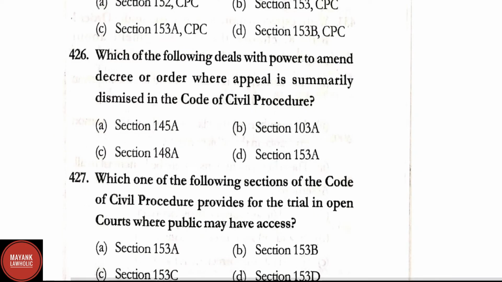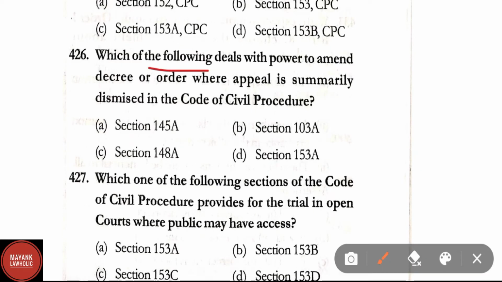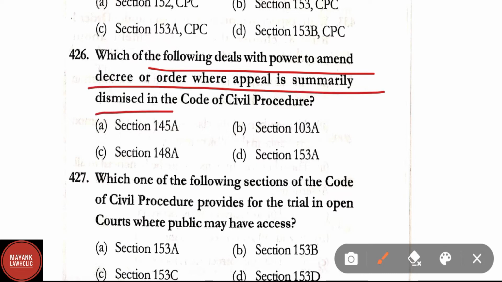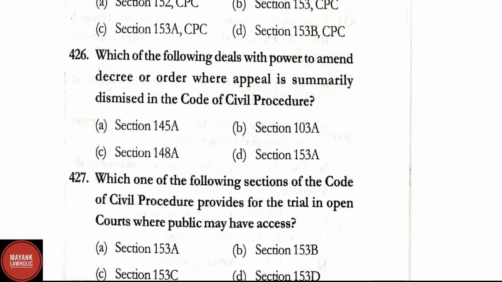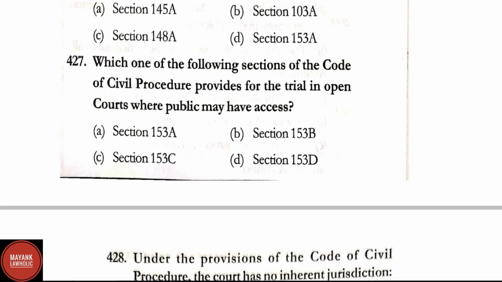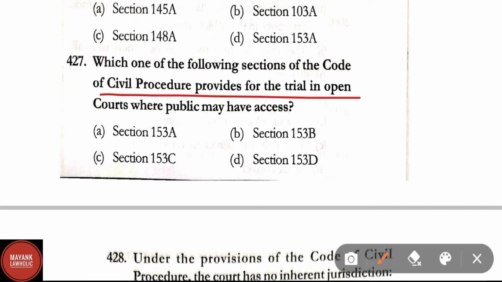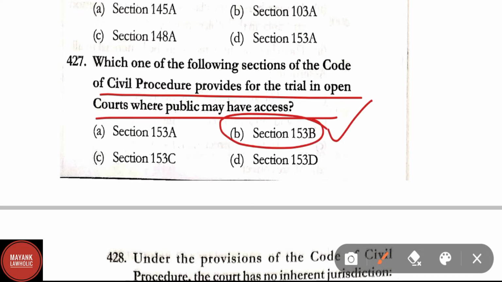Question number 426. Which of the following deals with power to amend decree or order where appeal is summarily dismissed in the Code of Civil Procedure? Here correct answer is option D, that is section 153A of CPC. Question number 427. Which one of the following sections of the CPC provides for the trial in open courts where public may have access? Correct answer here is option B, that is section 153B.